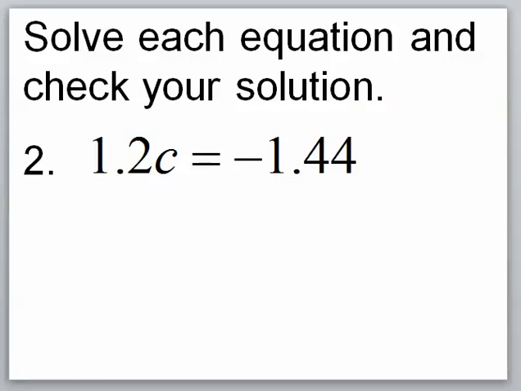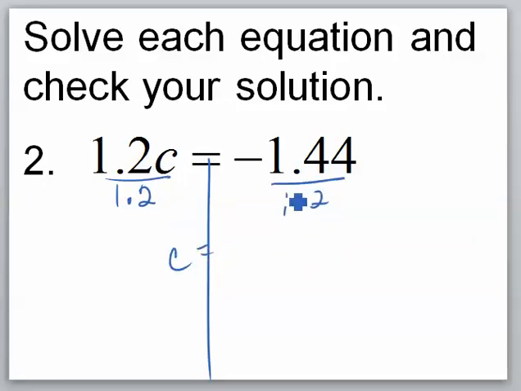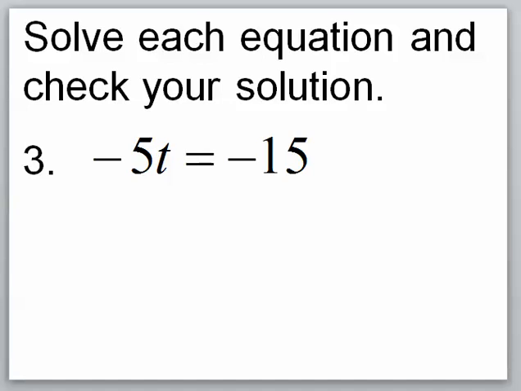On the next problem, we're going to get c by itself by dividing by 1.2, which is the opposite of multiplying. When you take a negative divided by a positive, you get a negative. When you divide 1.44 divided by 1.2, you end up getting that 12 goes into 14 one time, 12 goes into 24 two times, so you get the answer 1.2. Again, this should be reviewed for you, so I'm going rather quickly. If it's not reviewed, then you need to bring up this information to me in class.